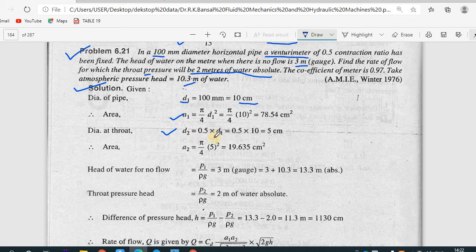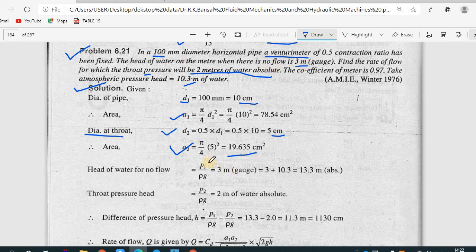So this is how you can calculate the throat. 0.5 of D1 will be the diameter of the throat. So this comes out to be 0.5 into 10, which is 5 centimeters. So the A2 value comes out to be 19.635 square centimeters.